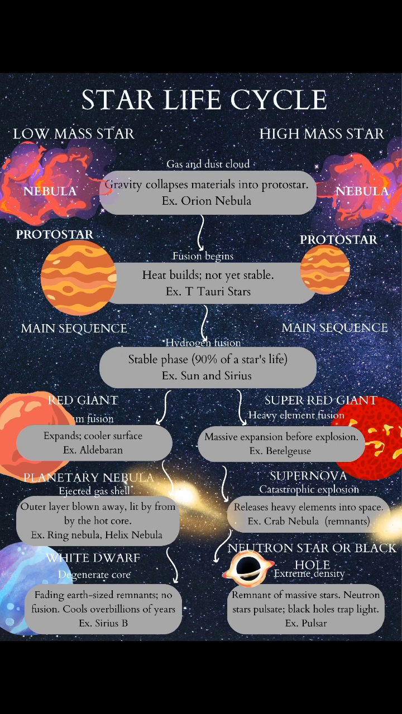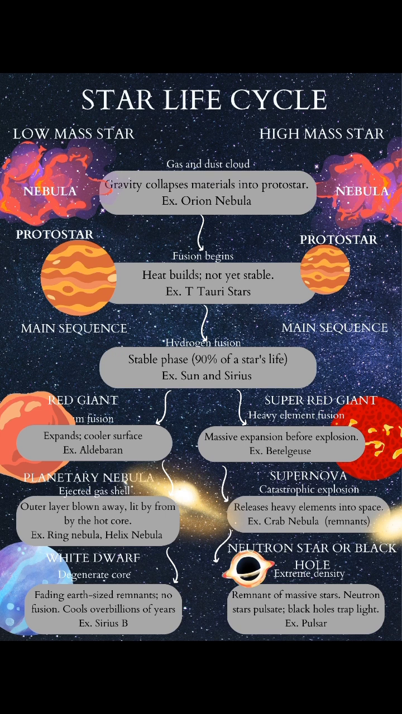I used reliable science sources and noted key stages like the nebula, protostars, main sequence, red giant, and final outcomes like the white dwarfs or the black holes. I also divided the poster into two vertical sections, left side for the low mass stars and the right side for high mass stars. I then used arrows and flow lines to show progression clearly.